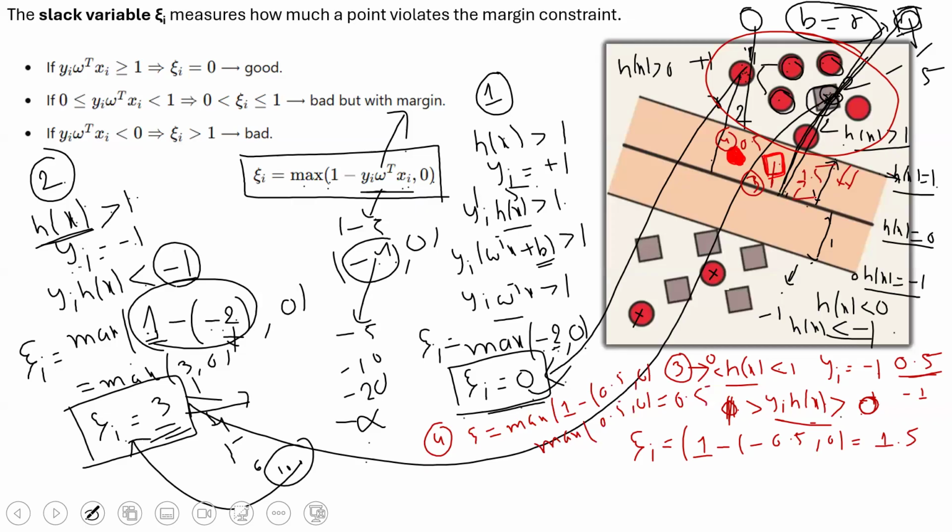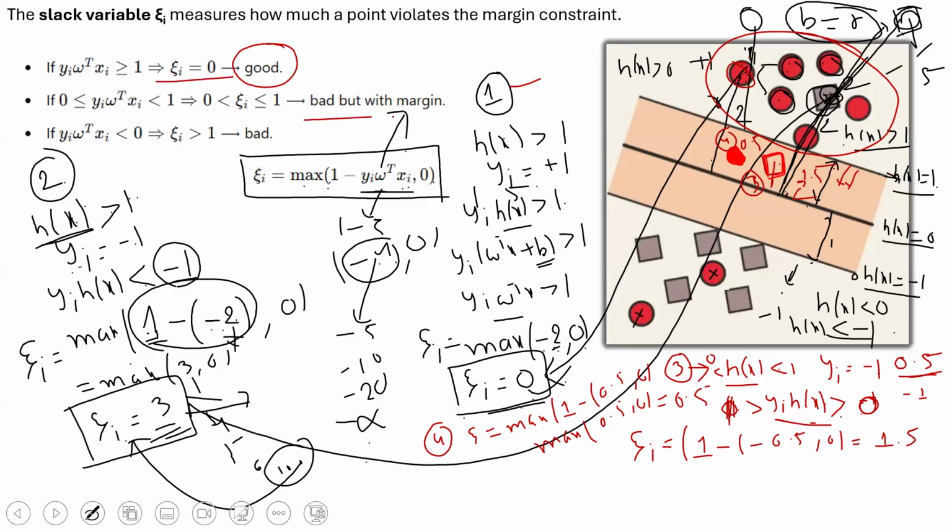Okay, slack is nothing but max(1 minus yi w transpose xi, 0). This is how you calculate the slack, and we have calculated slack for different points. Now understand, for a good point, what is good? Good means it is on the right side with the right label. For these points, slack is always 0.